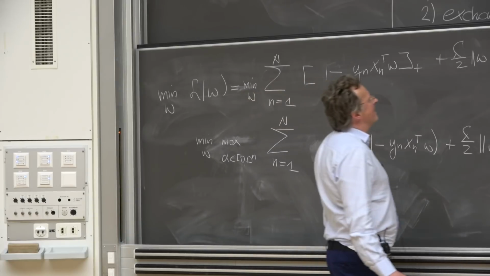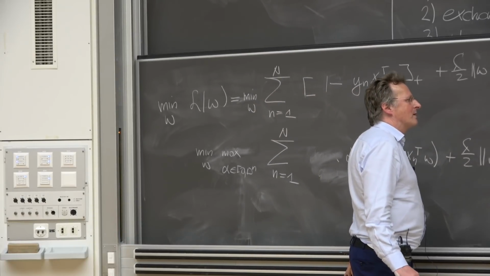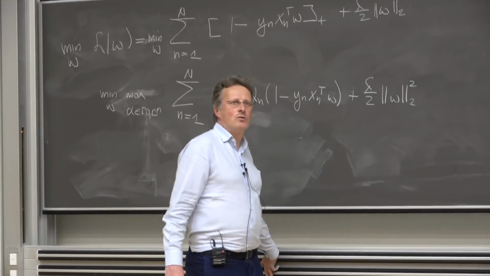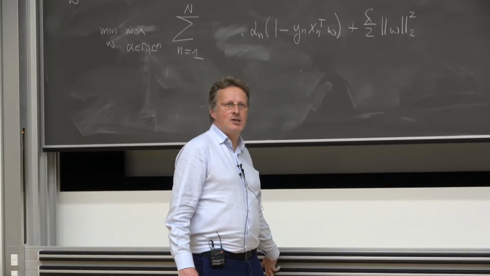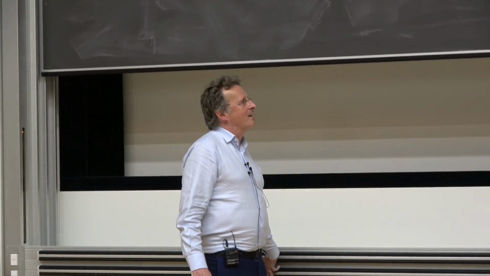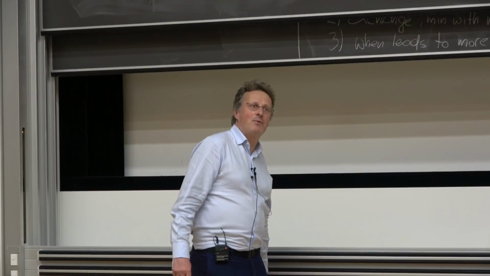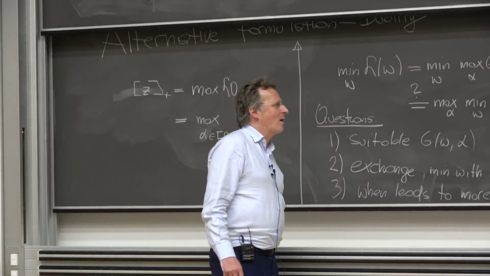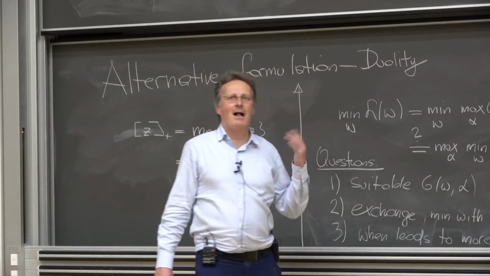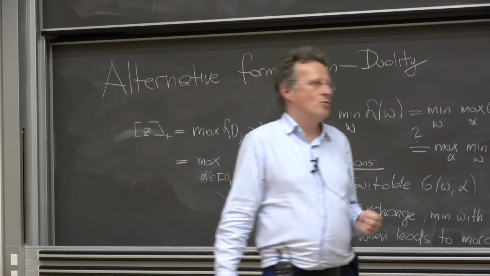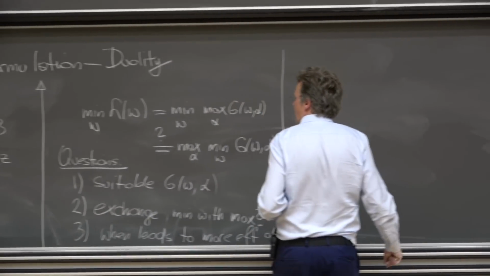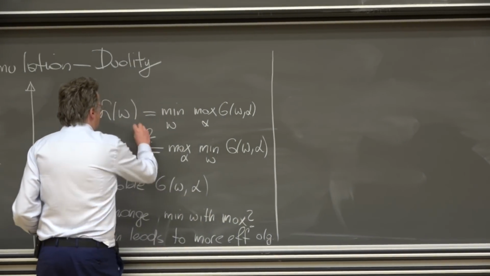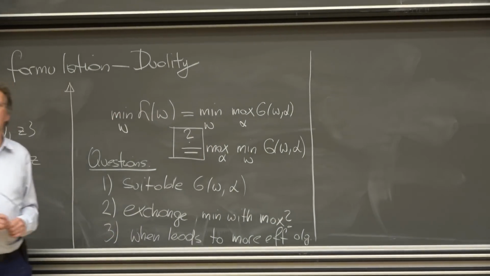Now the next question, and that's more interesting, is: when can we exchange the two? Our plan will be that we exchange the two. Then we can do the minimization over the W explicitly and write it down in explicit form, and then we get rid of one minimization. Then we still have the maximization over the alpha, and that we can then do not explicitly, but at least there's something we can do. So the question is exactly this thing here: when can we exchange the two?